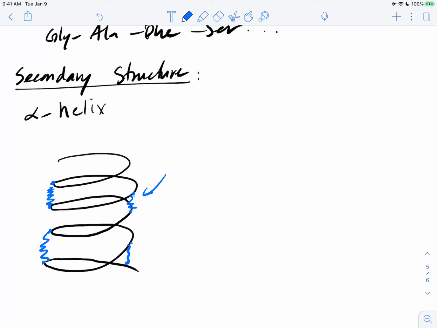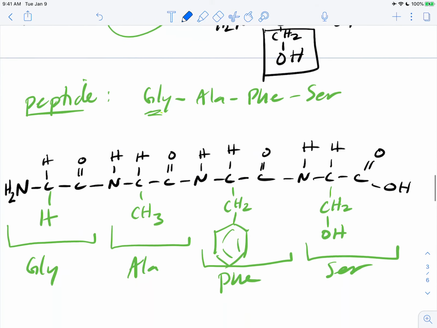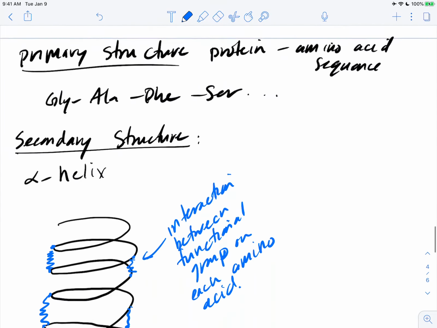So we have these interactions within a specific peptide, between the functional groups on each amino acid. So those groups that were in blue right here, or green, these groups are going to interact with each other in very unique ways.